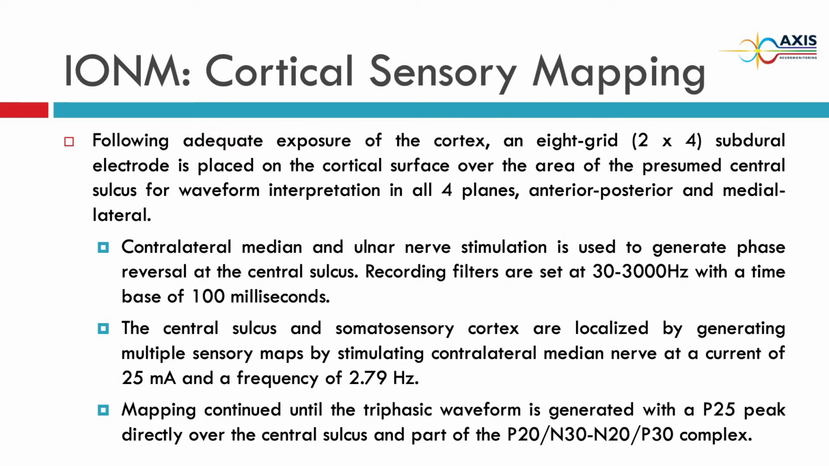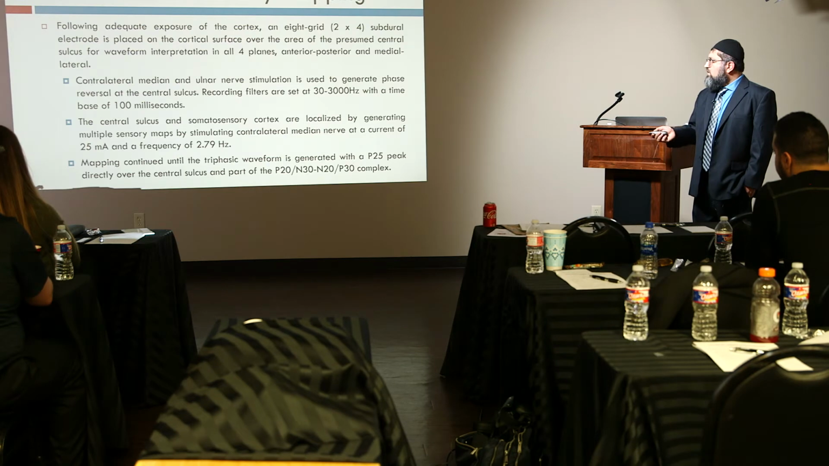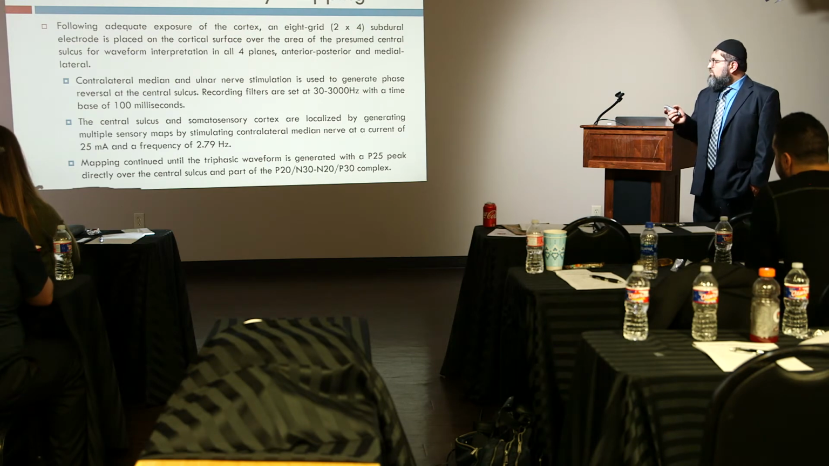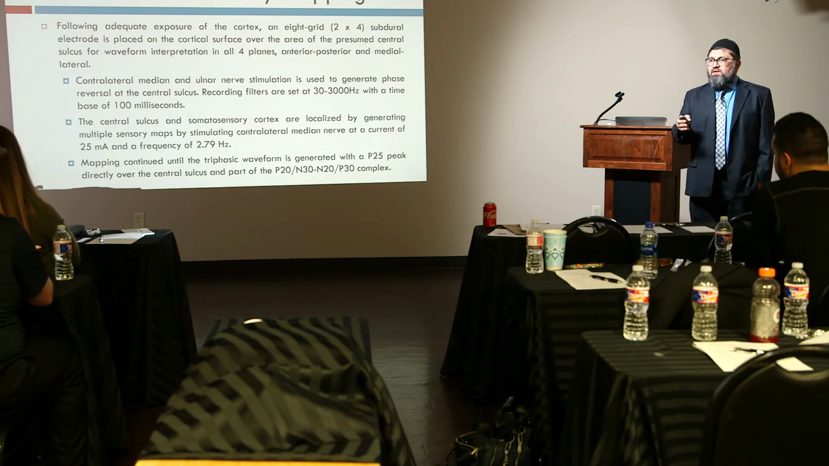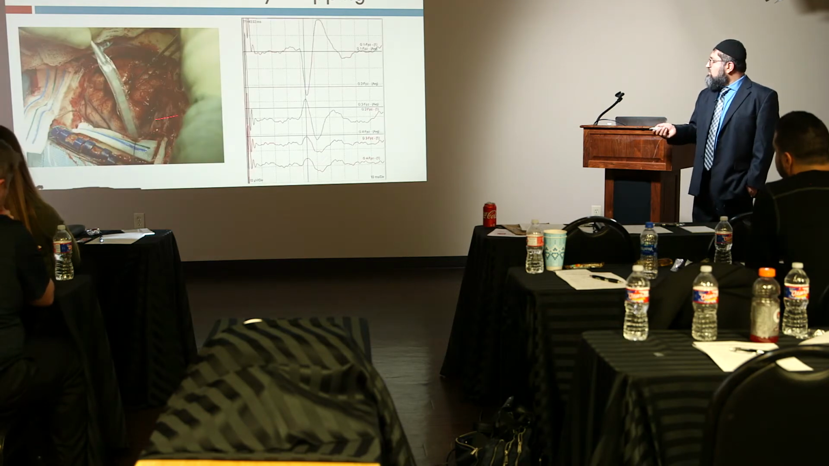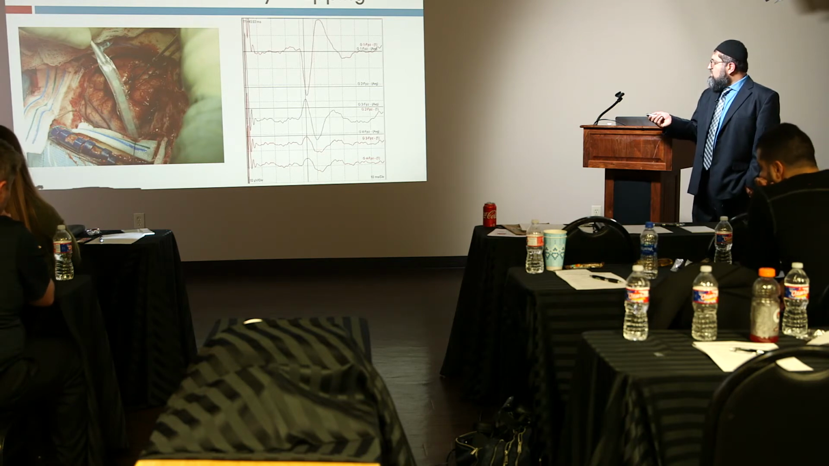The sensory mapping is done to identify the central sulcus and the sensory area of the brain. Once we identify the central sulcus and sensory area, we can stimulate the motor area and identify it. How do we do that? We put the grid on the brain and then stimulate the contralateral median nerve, and we get a phase reversal. This is a 1 by 8 grid, and you can see this.